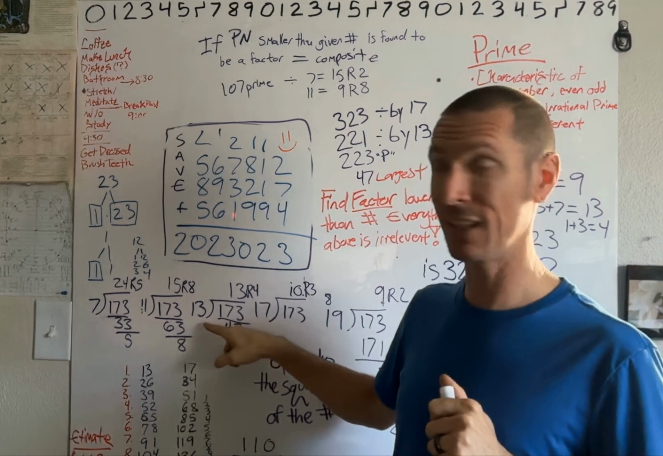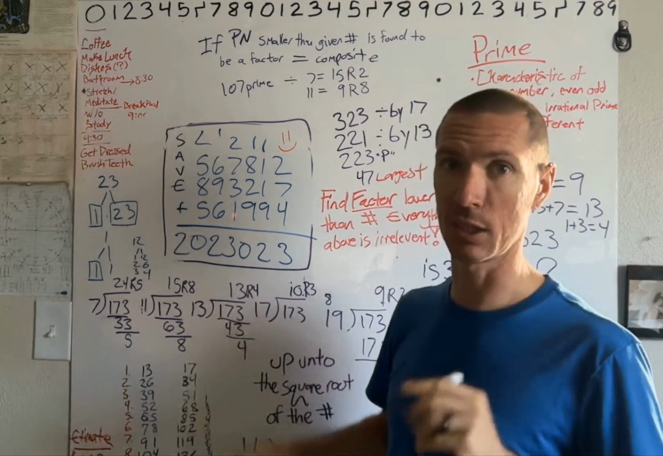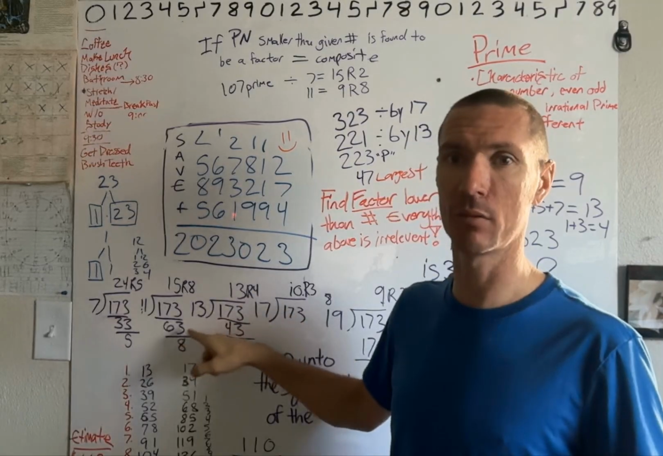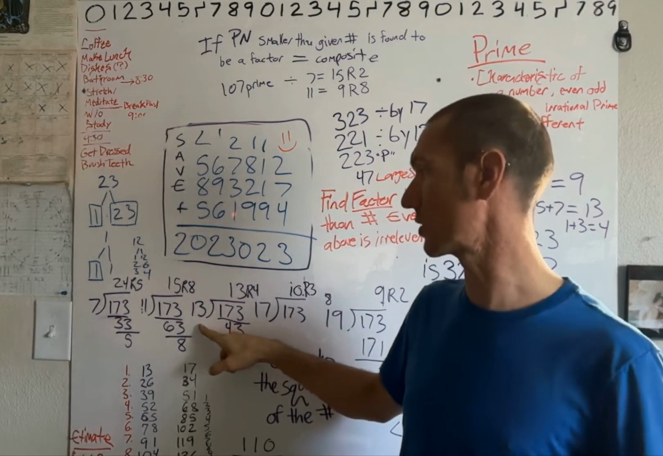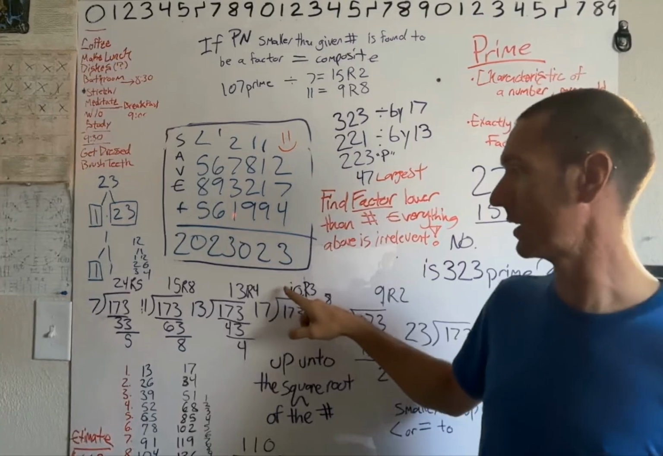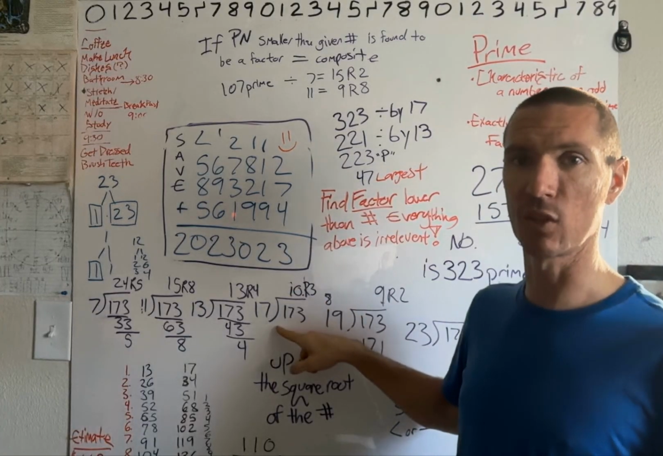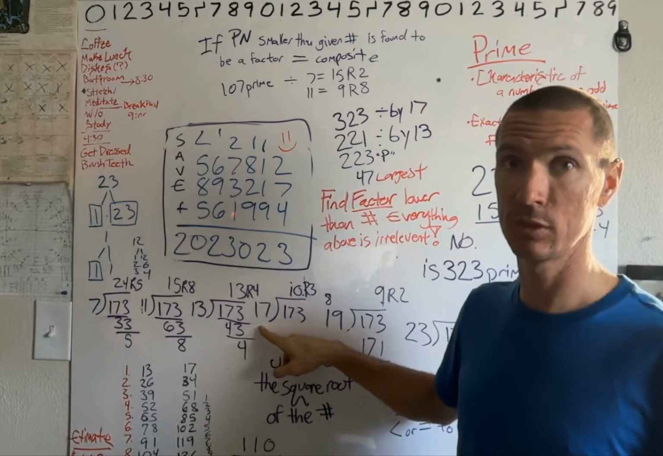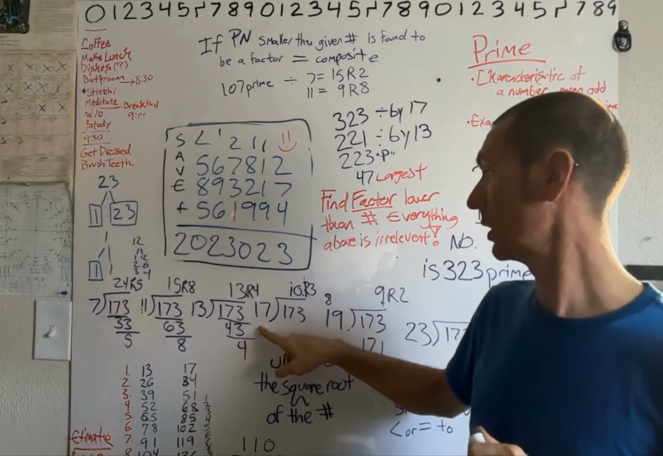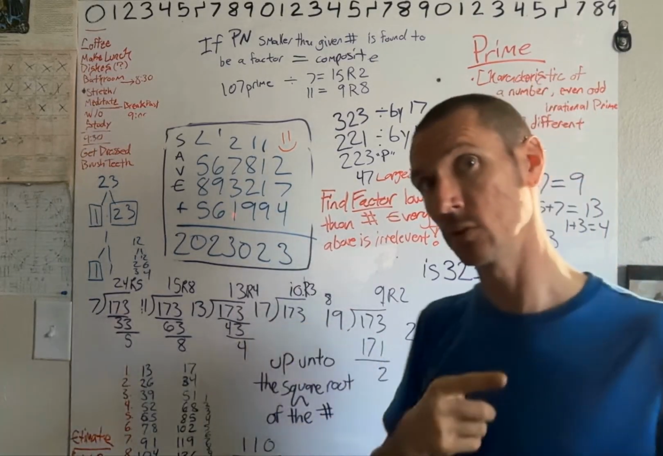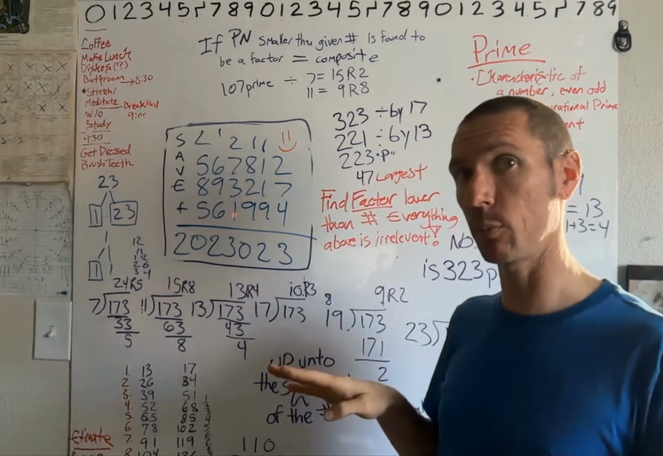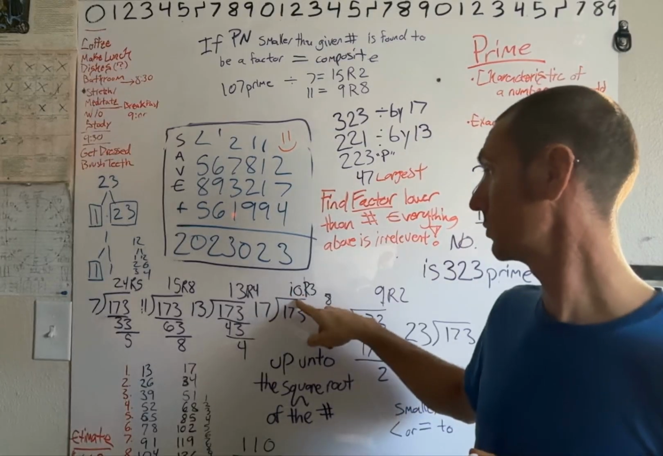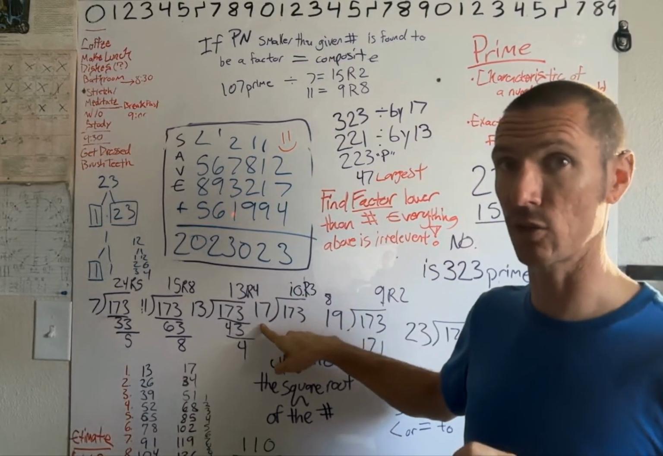173 divided by 13. Well, 13, I'm not going to get into it, but this 13 is not smaller than this one. They're the same number. So you go up to the next one. Now 173 divided by 17. 10 is smaller than 17. So the book tells you that you stop once you reach a quotient that is smaller than the divisor.